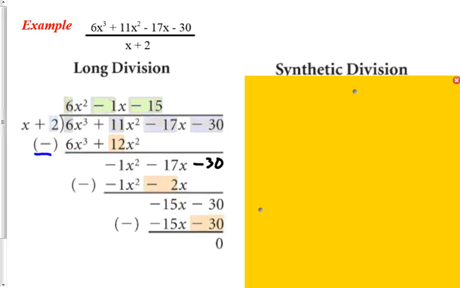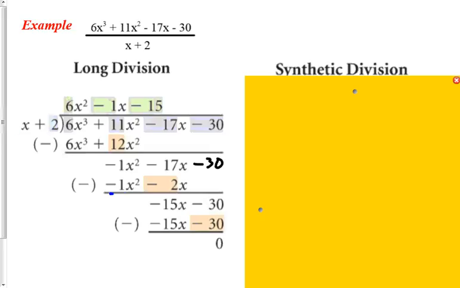Now what I do is subtract this entire quantity away. 6x cubed minus 6x cubed, 0. 11x squared minus 12x squared, negative 1. Then bring down the negative 17x and the negative 30. Now I need x to look like negative 1x squared. I do that by multiplying x by negative 1x. My next step here, negative 1 times x gives me negative 1x squared. Negative 1 times positive 2, negative 2x.